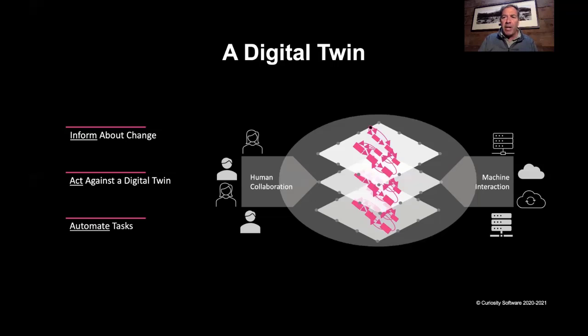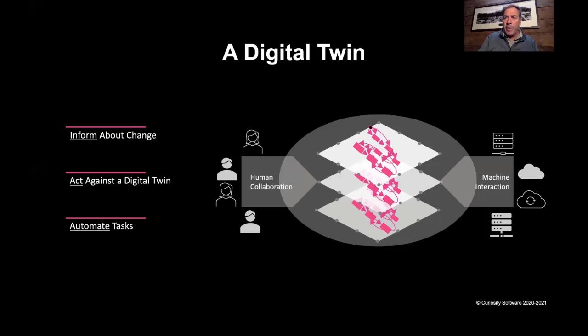And it gives them information about change only when it's necessary. So the idea of inform in the inform, act, automate sequence is that the right information is delivered to the right person only when it's pertinent. We cannot continue relying on dashboards to provide us information. These are passive.